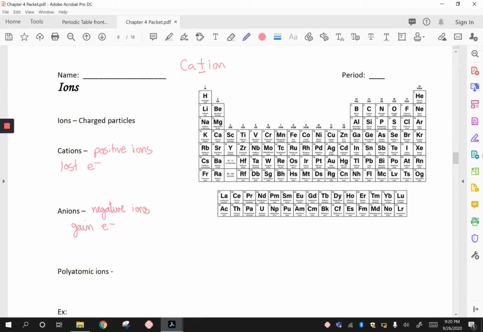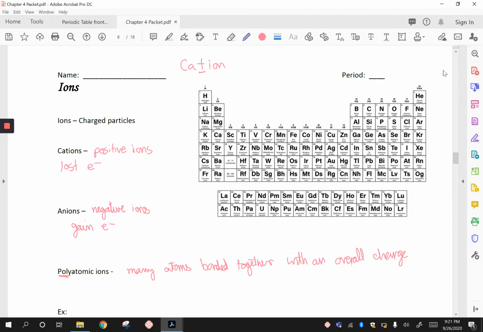Now, just so you know, there are polyatomic ions. Poly means many, and so this means many atoms bonded together, which means two or more atoms bonded together with an overall charge. So they are bonded together, and then all together they've lost or gained some electrons. We will talk about polyatomic ions later, but for now we're going to focus on monoatomic ions. That means ions that are made up of just one atom.